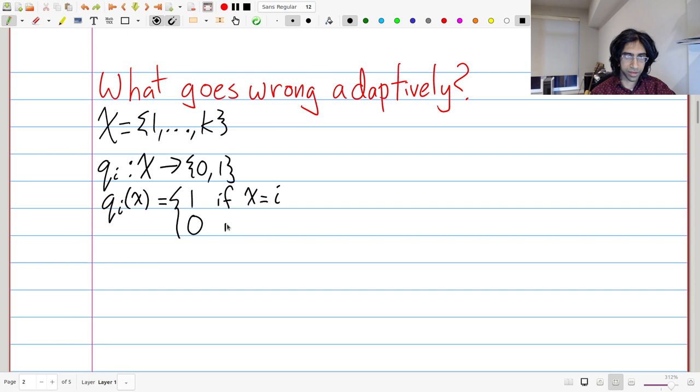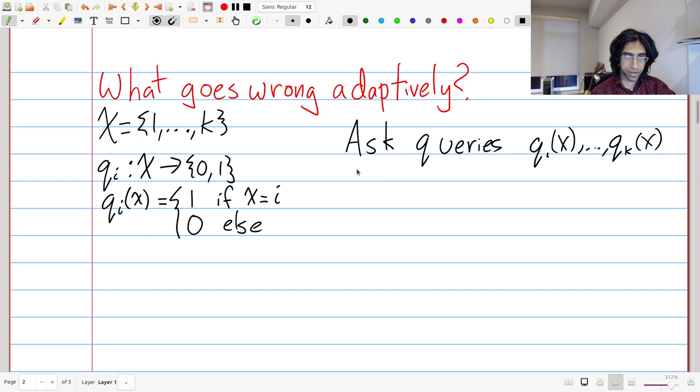So essentially, what this type of query will do when applied to a data set is tell you what fraction of the data set has that given value. So then what we can do is ask a series of questions. The analyst can ask the queries, say q1 of x all the way up to qk of x. So they'll essentially learn exactly the data set.